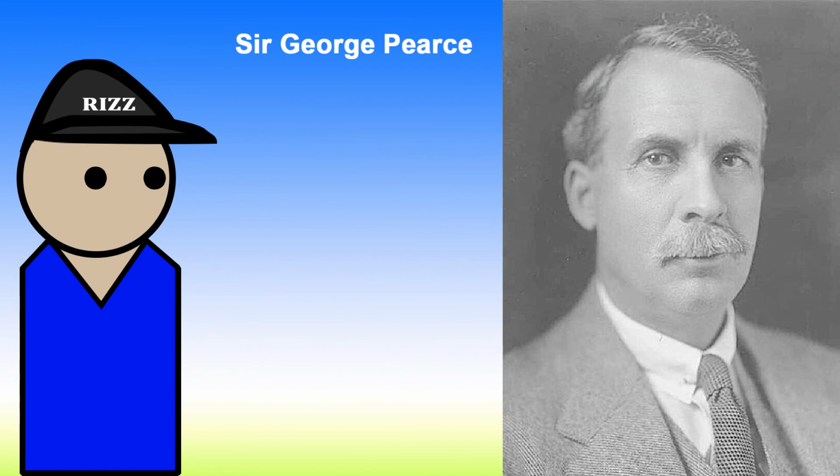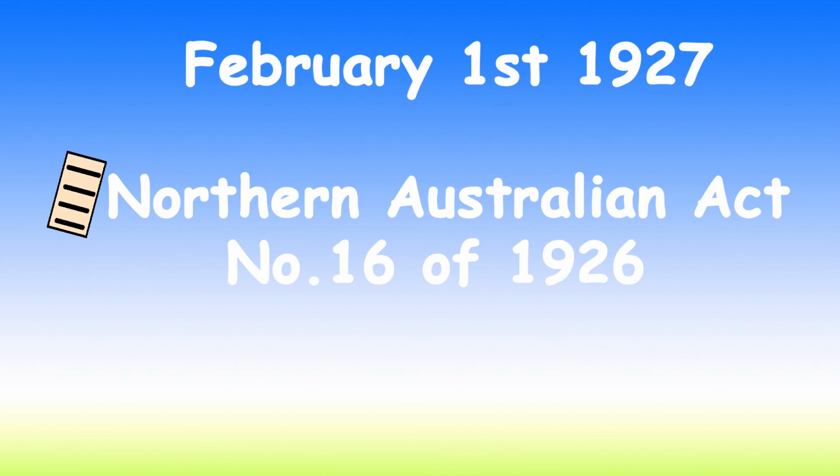So, in 1926, the Australian Minister of Home Affairs, Sir George Pearce, thought the Northern Territory was too large to govern during a time of development, which he wasn't wrong about, but not particularly right. But anyway, in 1926, the Northern Australia Act of 1926 was asserted, then passed in 1927.